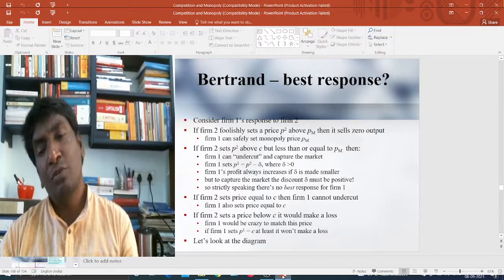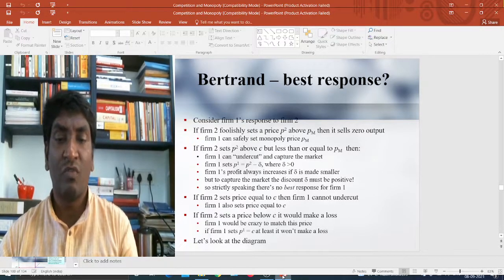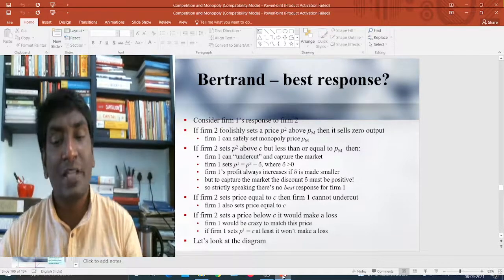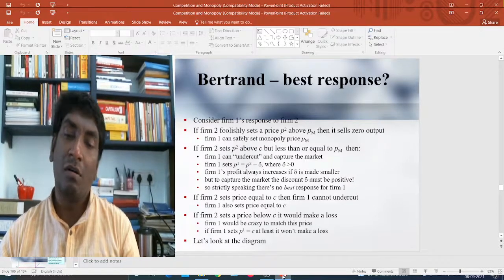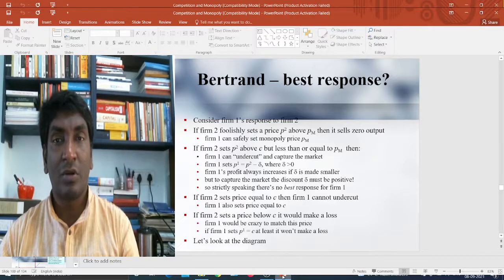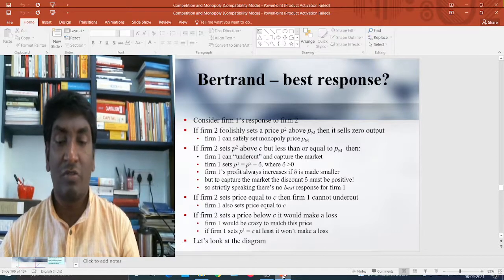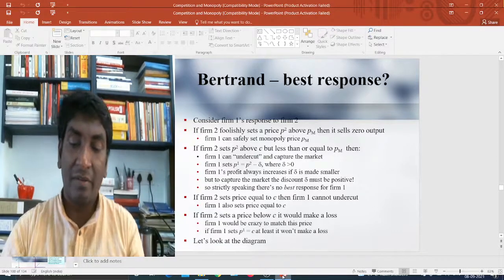So, strictly speaking, what is the best response is actually the first firm's response in this particular formulation. Now, if firm 2 sets the price equal to C, then firm 1 cannot undercut, so firm 1 also sets price equal to C, because they cannot undercut the other firm's price in that sense. If firm 2 sets a price below C, it would basically make a loss. Firm 1 would be crazy to match this price. If firm 1 sets P1 equal to C, at least it won't make a loss, which is counterintuitive in that sense. So let's look at the diagram if that is the case.